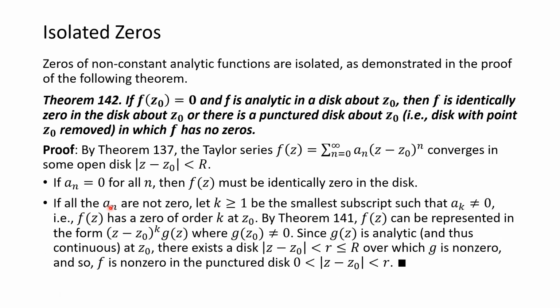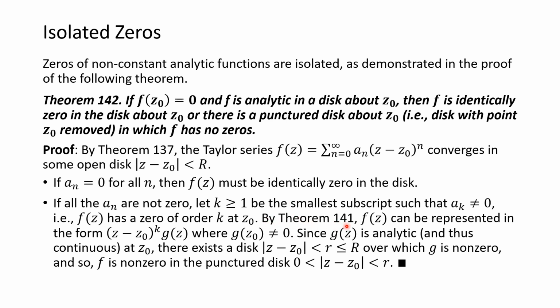If not all the a sub n's are equal to 0, then there's some k greater than or equal to 1 that is the smallest subscript such that a sub k doesn't equal 0. And then by definition, f of z has a zero of order k at z sub 0. Now what we want to show here is that there's a punctured disk about z sub 0 where f of z doesn't have any zeros, which is, to me at least, kind of interesting that has to be the case, but it is.